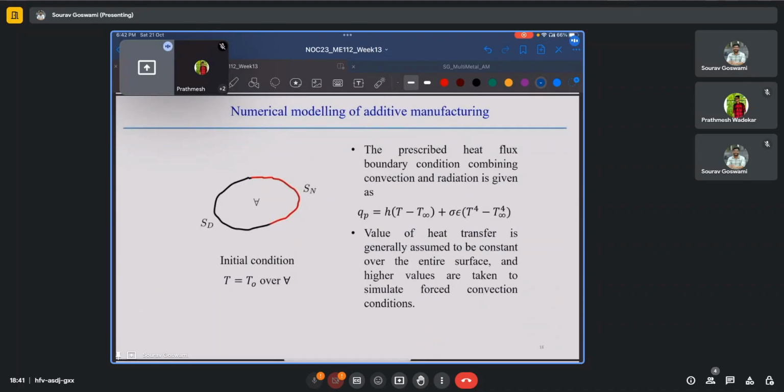Such as in the example here, where we have a surface domain and say we want to model the heat flux that is flowing into and flowing out of the surface. The initial condition we modeled as the temperature over the entire domain is equal to some T naught, and the heat flux can be given as the heat loss due to convection. So h is the convective heat transfer coefficient times T minus T infinity. And the second term can actually relate to the radiation heat loss. And the value of the heat transfer coefficient is generally assumed to be constant over the entire surface.